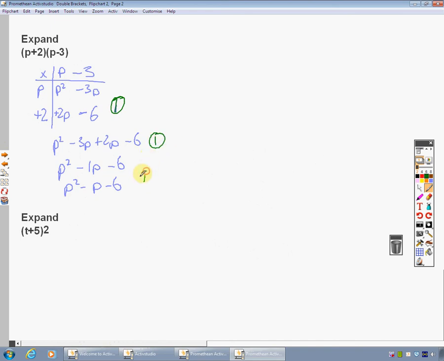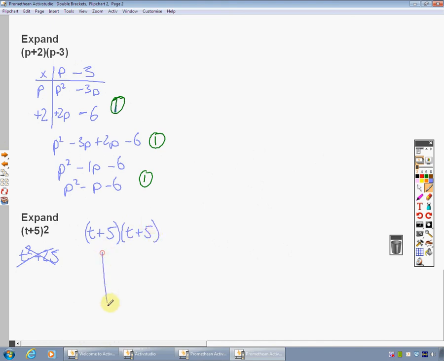Okay, next one. Expand t plus 5 squared. Now this is the one that comes up every single year. It's in the paper, and so many times I see this and I just weep, because I know all my students can do it if they just slow down and thought. We don't do that. When we see a bracket squared, we write it out times by itself, and that just starts our brain into the right rhythm, the right memory that that's where I use my grid.